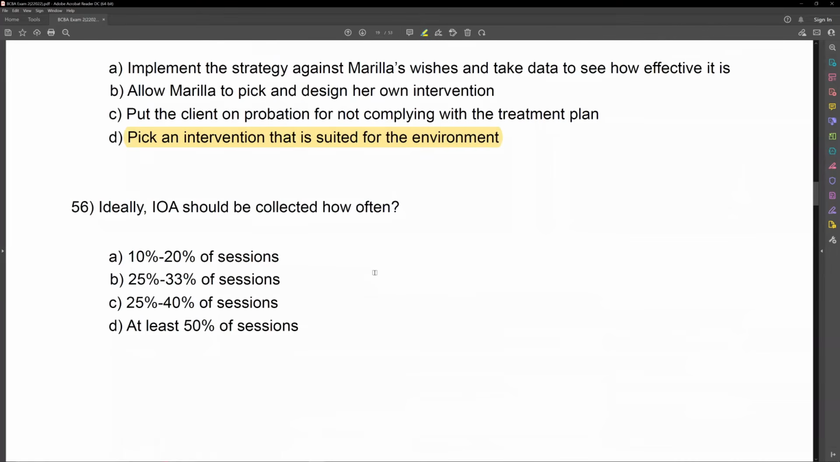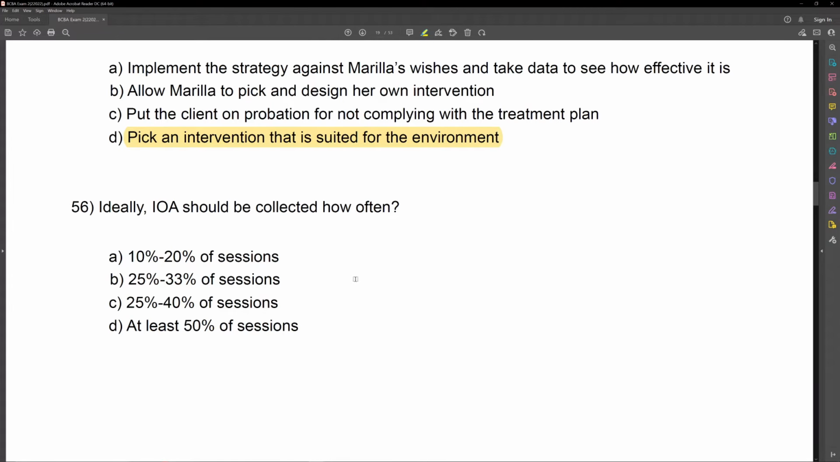56, ideally, IOA should be collected how often? So IOA, inter-observer agreement. This one's kind of tricky. You know, depending on where you look, this number can change. So this is kind of the gold standard of IOA.